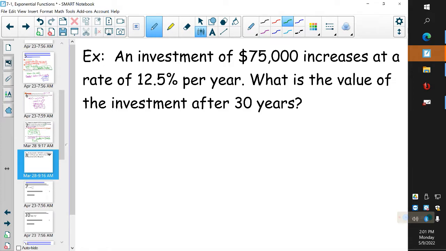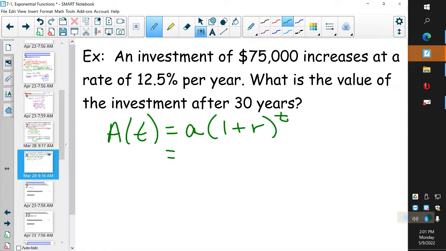An investment of $75,000 increases at a rate of 12.5% per year. 12.5%, that is great. And if you can ever get that, snag it. You won't unless you're in mutual funds. But still, that would be a great investment. So, immediately, I write my formula. Is this growth or decay? So 1 plus my rate raised to my t power. What is my initial investment? 75,000. 1 plus, what is the 12.5% going to turn into? 0.125 raised to the after 30 years.